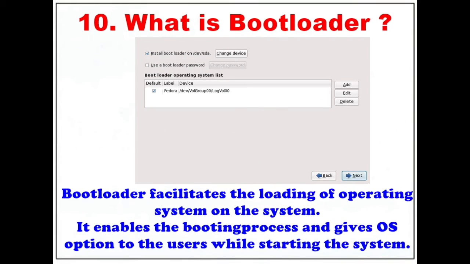Question 10. What is a bootloader? A bootloader facilitates the loading of the operating system on the system. It enables the booting process and gives the OS options to the users while starting the system.